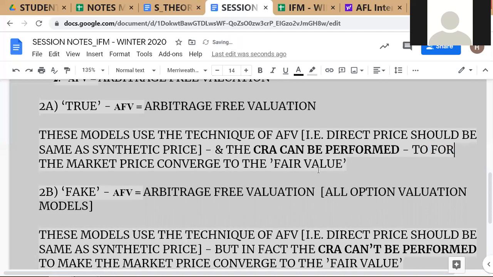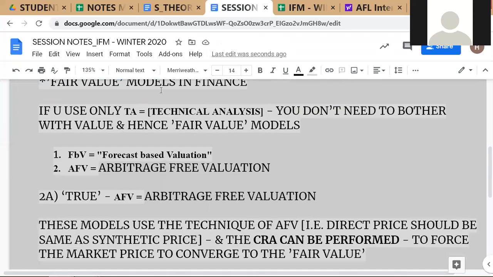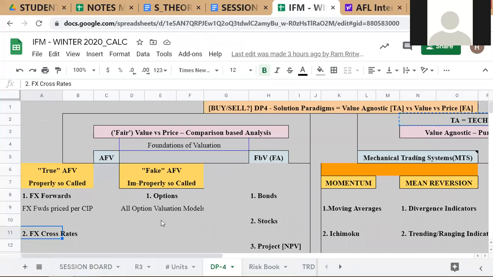To force the market price to converge to the fair value. Okay? This is the basic idea here. Okay, so these are the two classifications. Okay, and this is what you should understand in terms of your perspective.